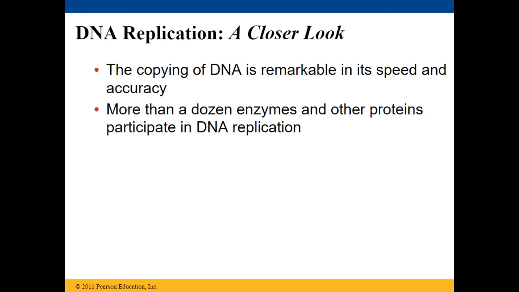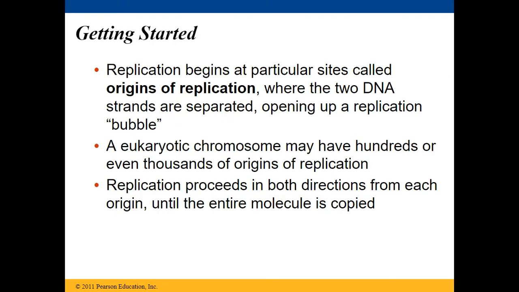The process of copying DNA is totally remarkable in its speed and accuracy. More than a dozen enzymes work together with other proteins as well to participate in the process of DNA replication. When we get started, the replication begins at particular sites that are called the origins of replication. These are areas where two DNA strands are separated. They open up something called the replication bubble.